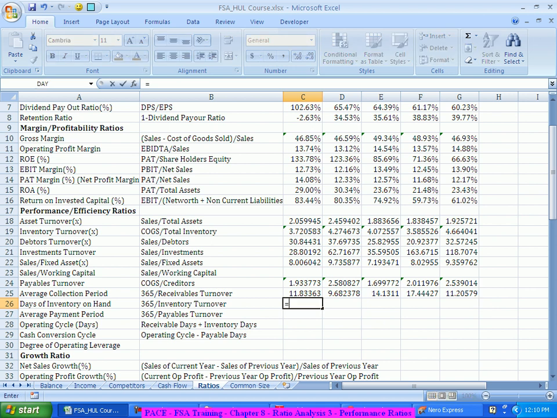So which is telling me that on an average, it is taking 98 days for my inventory to get sold. Either to become a finished good and then get sold, whatever it is. So right from a raw material, probably getting converted into a finished good and probably get sold, on an average it is taking around 98 days.